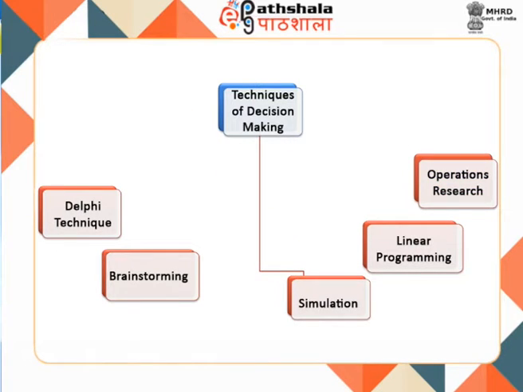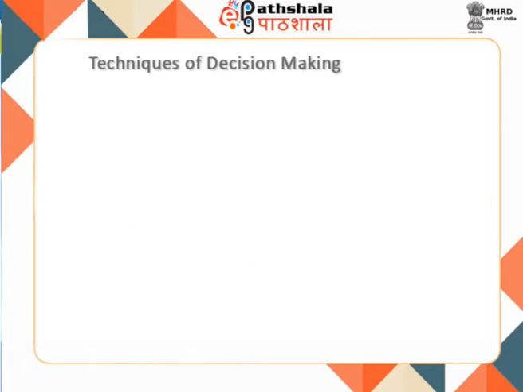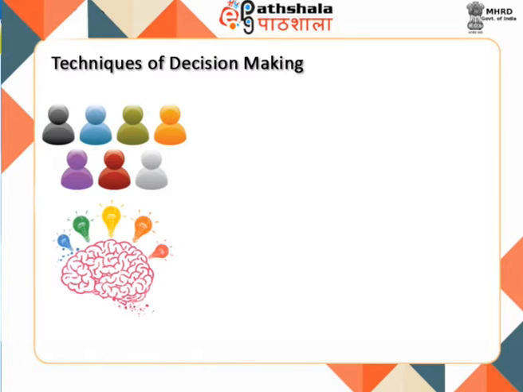The various techniques of decision making are Delphi, brainstorming, simulation, linear programming, and operations research. In the Delphi technique, suggestions are invited from a panel of experts who are physically separated and unknown to each other. After collecting all suggestions, they are again sent for panel suggestions, and the process of taking and giving suggestions continues till convergence takes place. This helps to improve the quality of decisions.